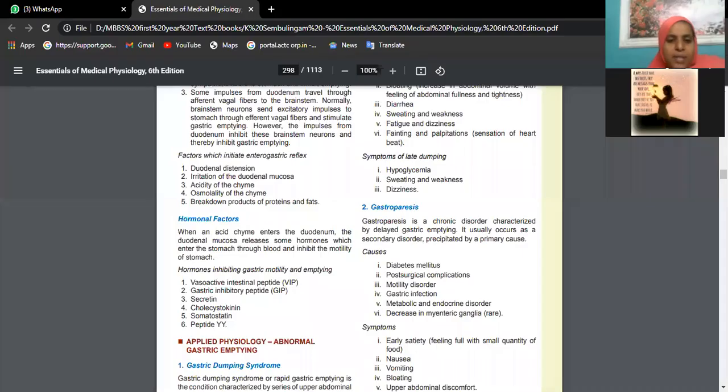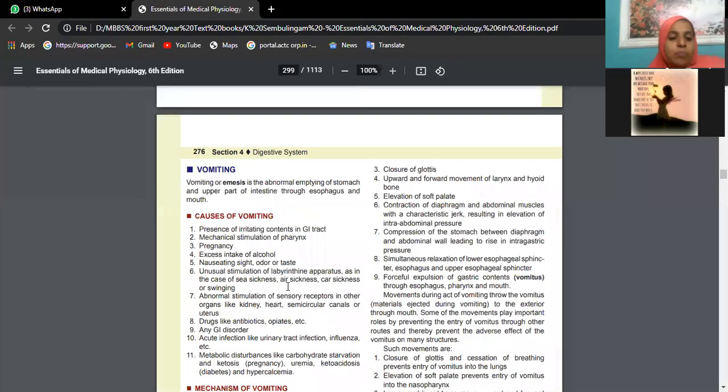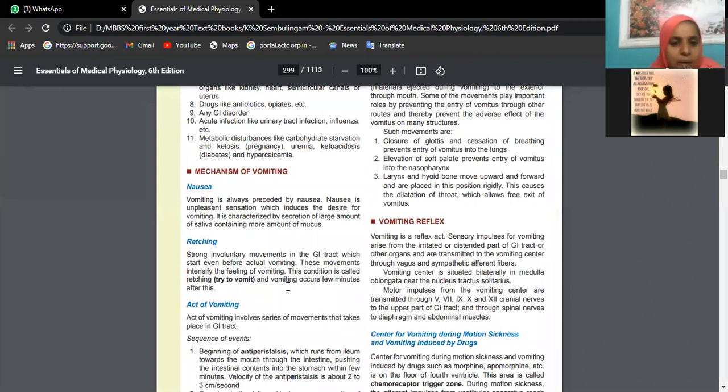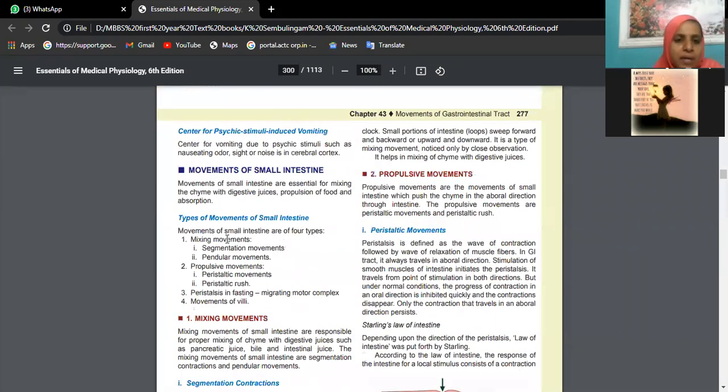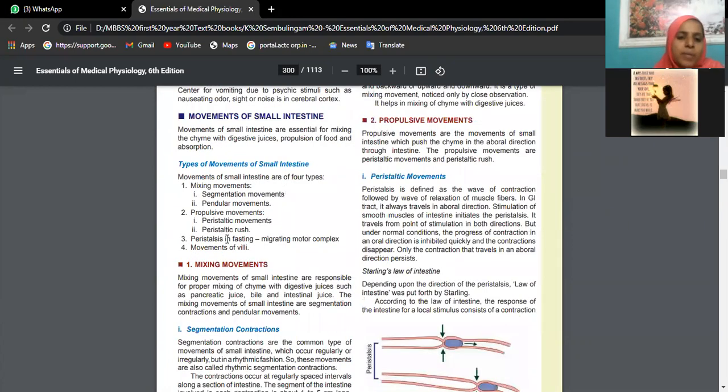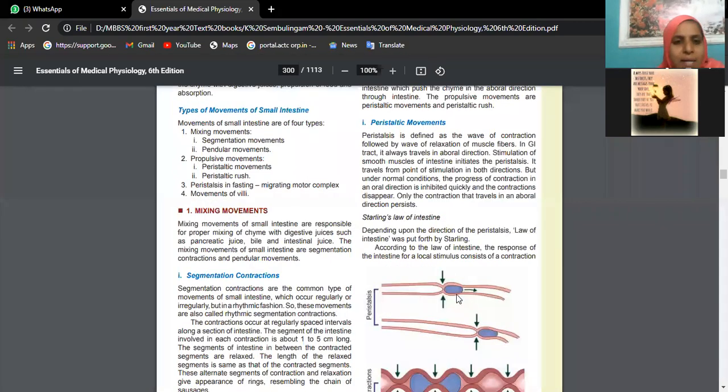isn't it? That is the purpose of peristaltic movements in the small intestine. So we have various, see, this is the question now, movements of small intestine. So we have different types of movements which allow the mixing of food, digestion of food, absorption of food in small intestines. So in mixing movements, we have different types of movements like segmentation movements, pendular movements.